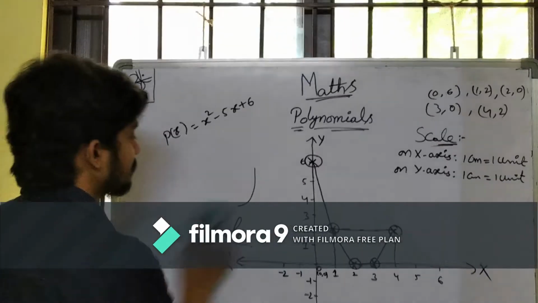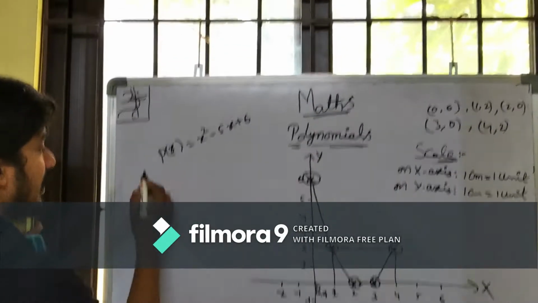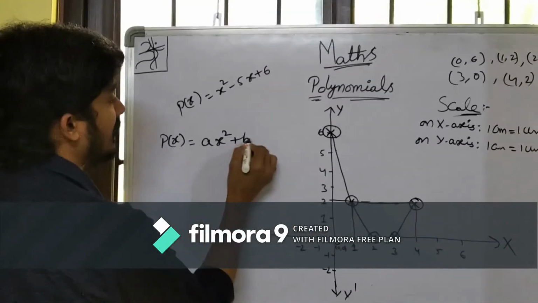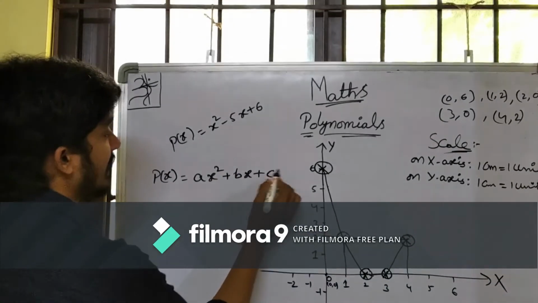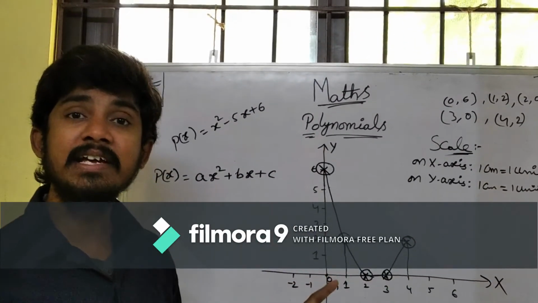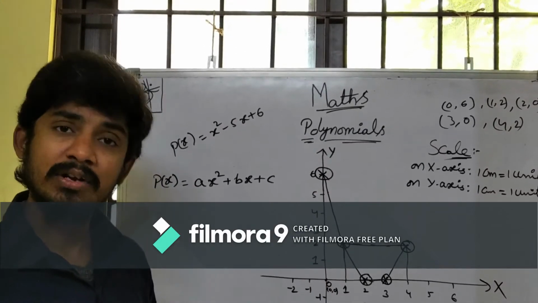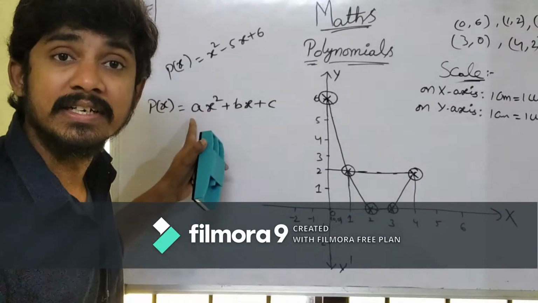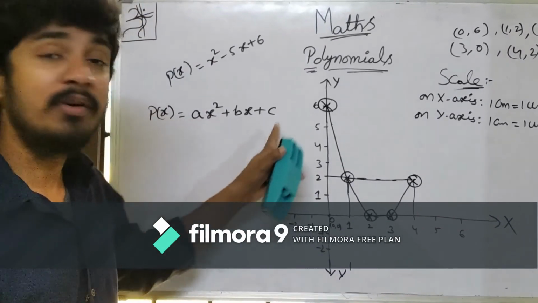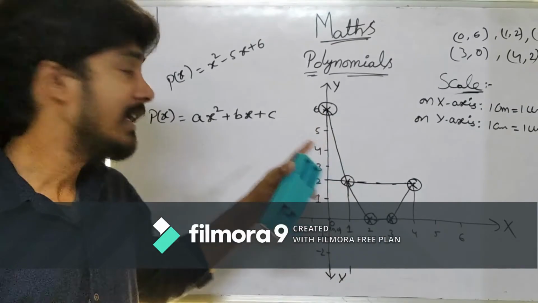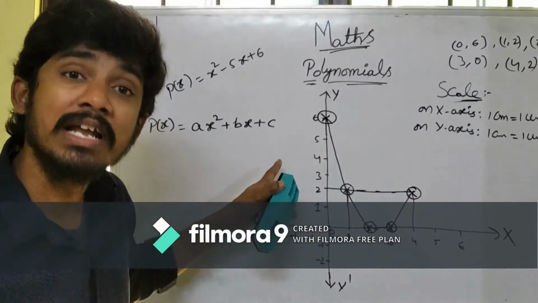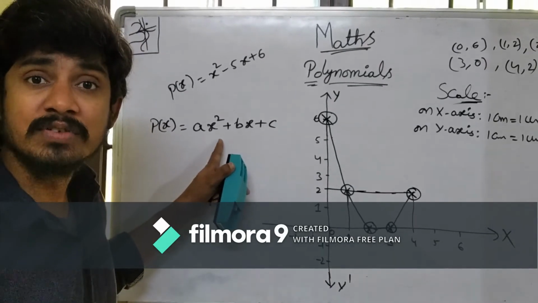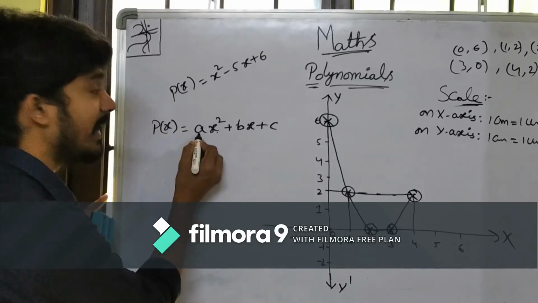Again, if p of x equals ax square plus bx plus c. Okay now? The shape of a parabola always depends upon the x square coefficient. The shape of the parabola of a polynomial always depends upon the coefficient of x square. Here the coefficient of x square is a.